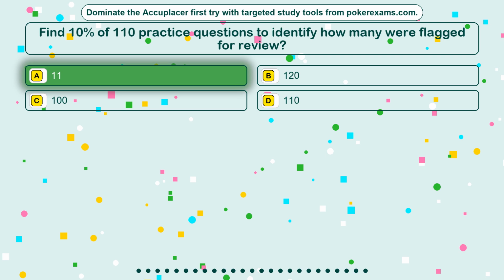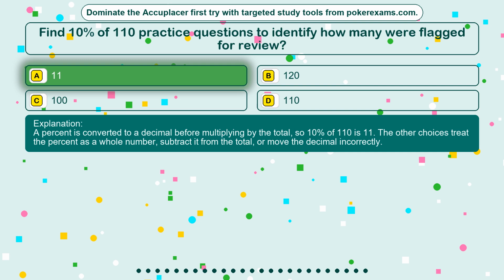The correct answer is option A, 11. A percent is converted to a decimal before multiplying by the total, so 10% of 110 is 11. The other choices treat the percent as a whole number, subtract it from the total, or move the decimal incorrectly.